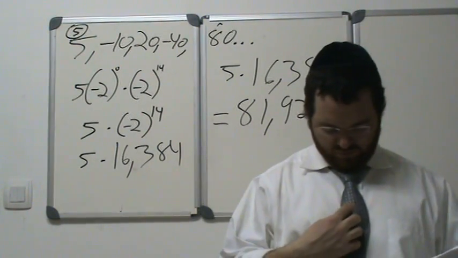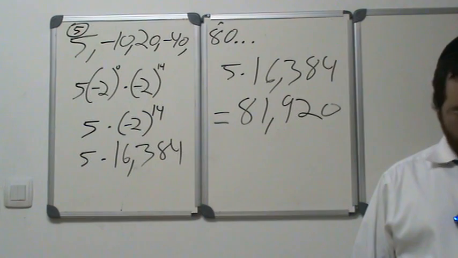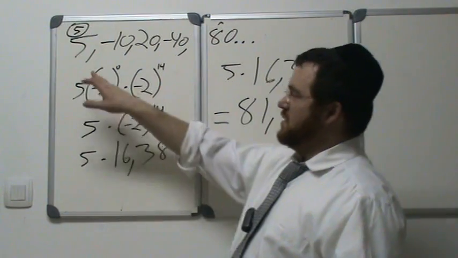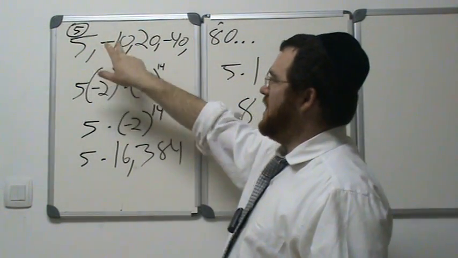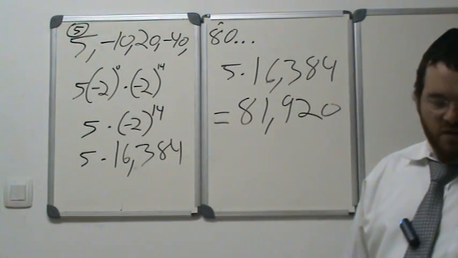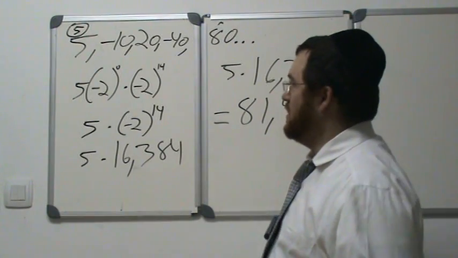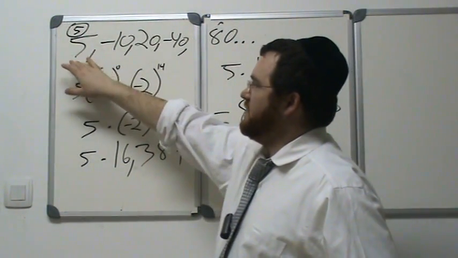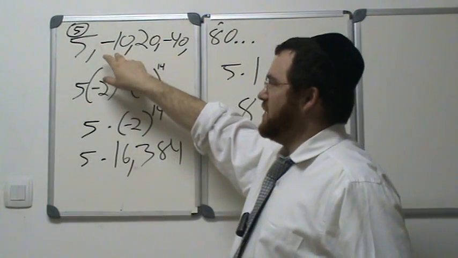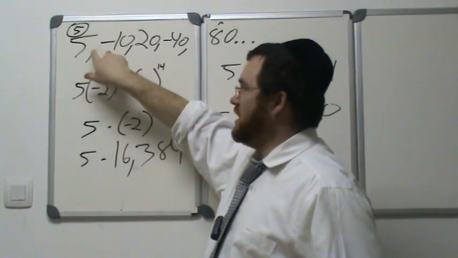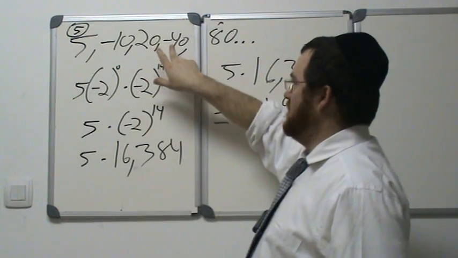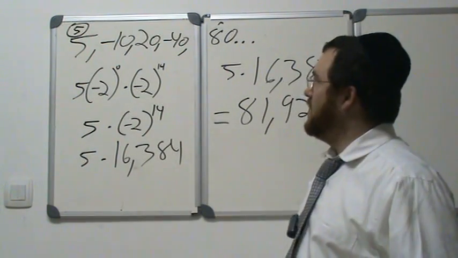Question 5. What is the 15th term of a sequence that goes 5 jumps to negative 10, to 20, to negative 40, to 80? To figure out the 15th term, we first have to figure out what the jumper is. Well, how do you get from 5 to negative 10? Negative 10 divided by 5 is negative 2. If you do 20 divided by negative 10, you see it's negative 2. Negative 40 divided by 20 is negative 2, and so on.